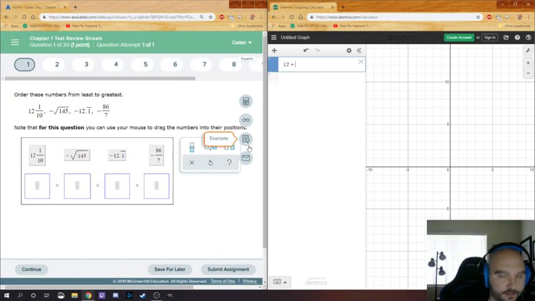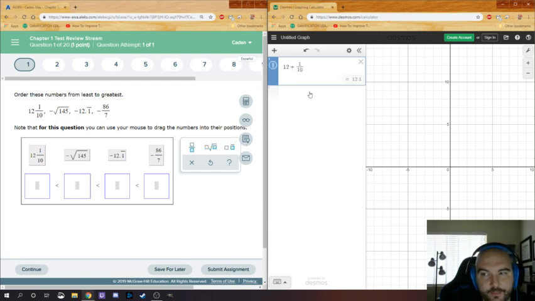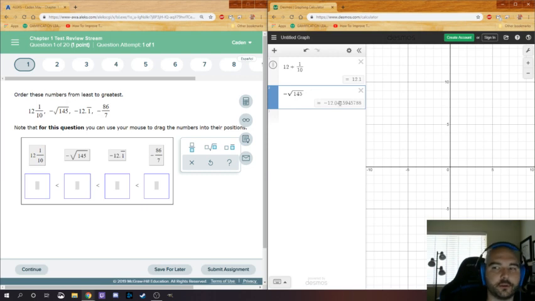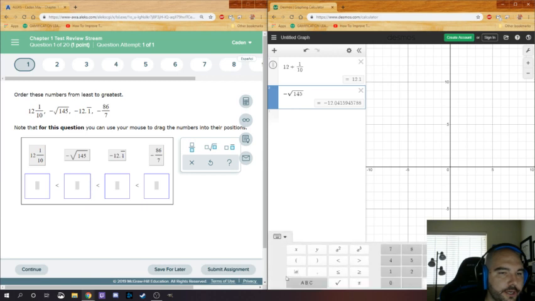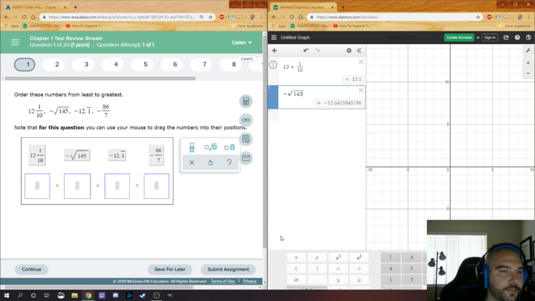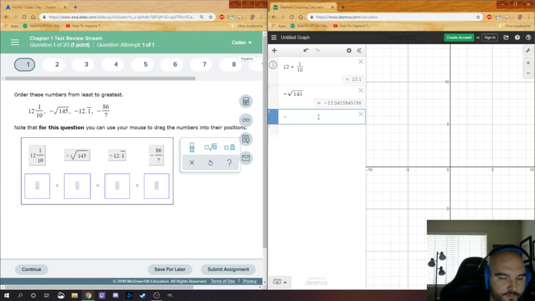12 and 1/10. You have to write it like this, unfortunately, in Desmos, so 12.1. I mean, that should be obvious, but I put it like this just in case you need it. Negative square root 145. By the way, you'll notice I typed SQRT really fast, and it turned into a square root. But you could click the square root button down here on the menu. So we got negative 12.1 repeating. Maybe do this to help you. I don't really know how else to describe that. And negative 86 sevenths.